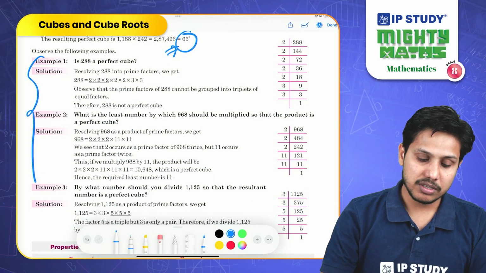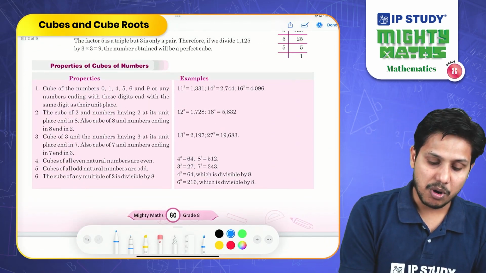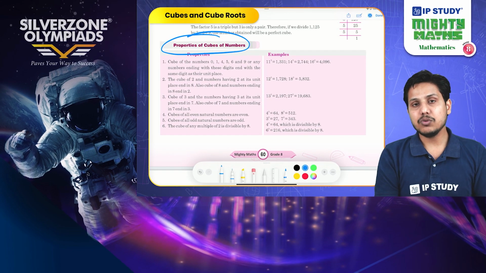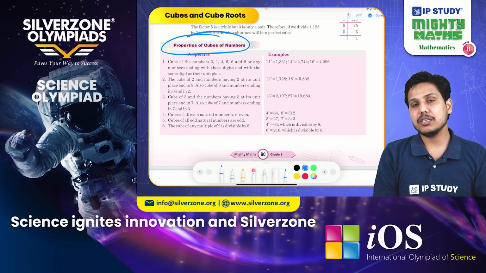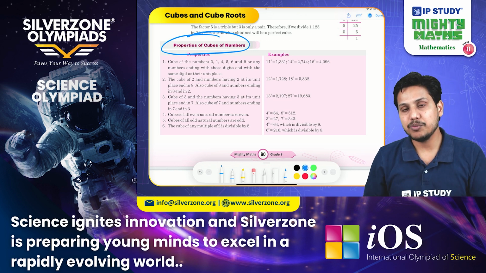These are based on the same concept that we have already understood. Now the next topic is properties of cubes of numbers. So students, similar to the properties of square numbers, some properties are also followed by cubes of numbers.